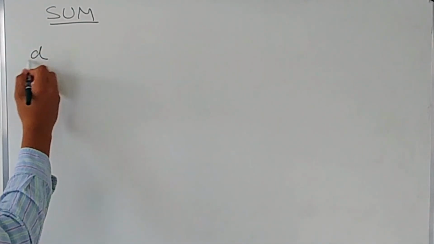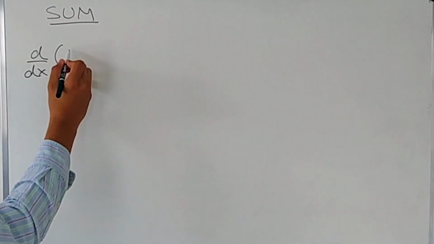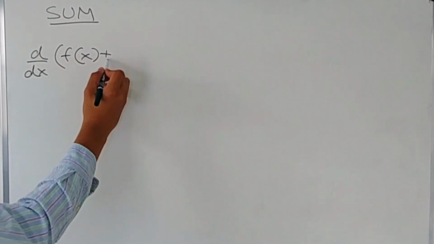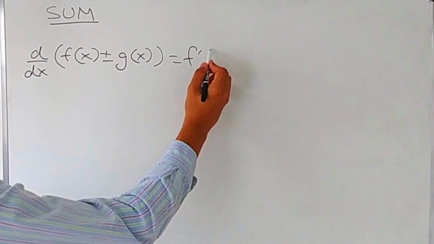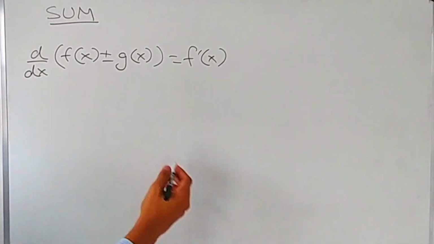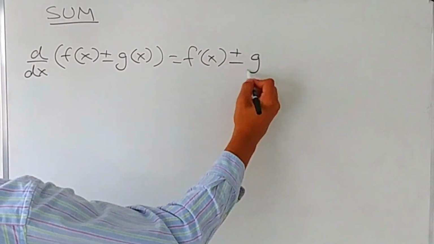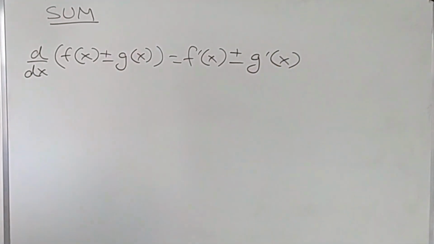Rule number 2, the sum rule, which basically states the derivative of f of x plus or minus g of x is equal to the derivative of f of x plus or minus the derivative of g of x. Pretty straightforward, which basically means if we have this plus this, we're going to have the derivative of one plus the derivative of the other. And if we have this minus this, it's simply going to be a subtraction.